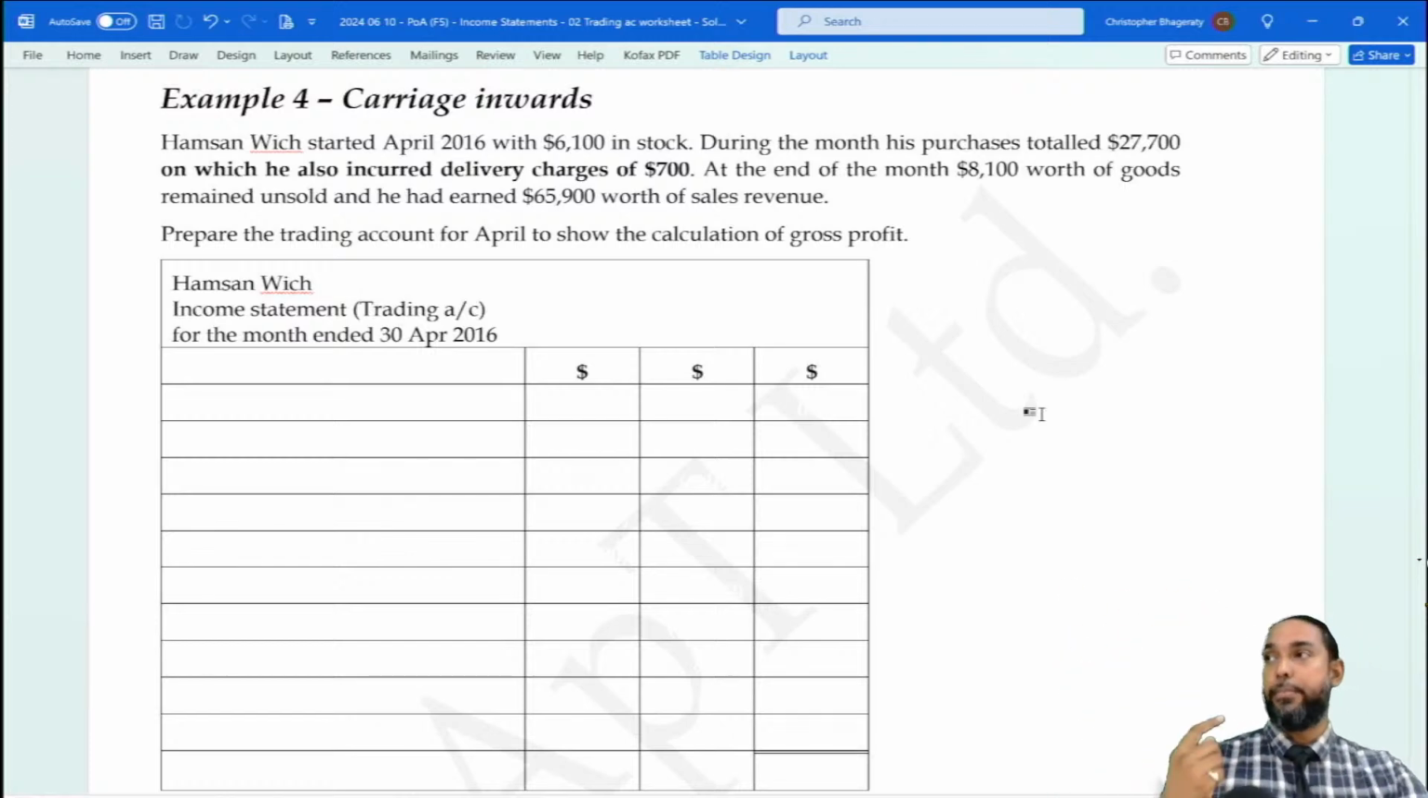Any cost you have to pay to acquire something, not just the list price, but delivery, extra charges, all those things form part of the cost, right?